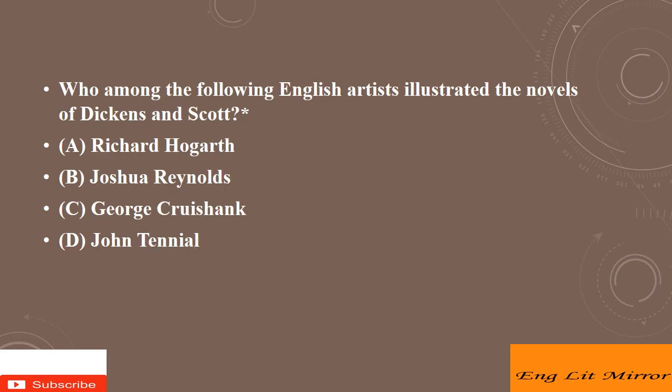Who among the following English artists illustrated the novels of Dickens and Scott? Options: A. Richard Hogarth. B. Joshua Reynolds. C. George Cruikshank. D. John Tenniel. The answer is option C, George Cruikshank.